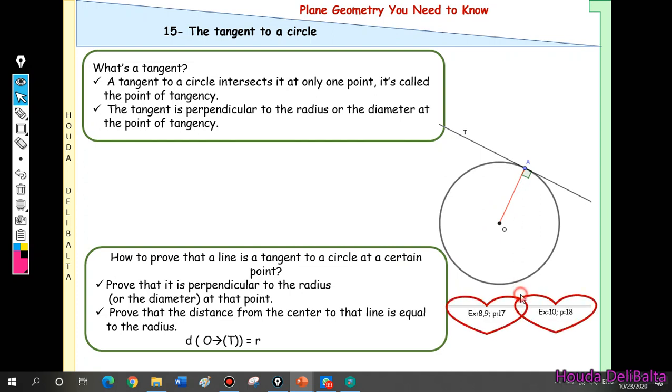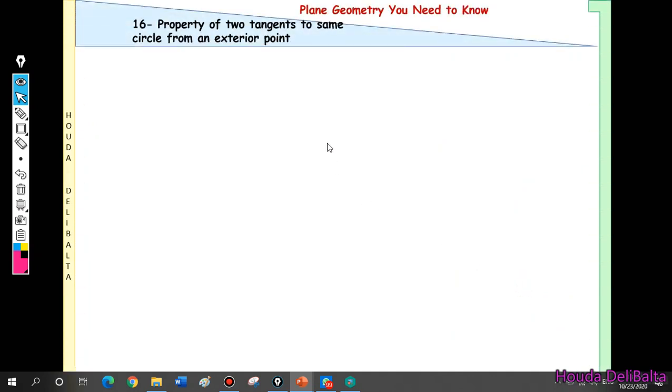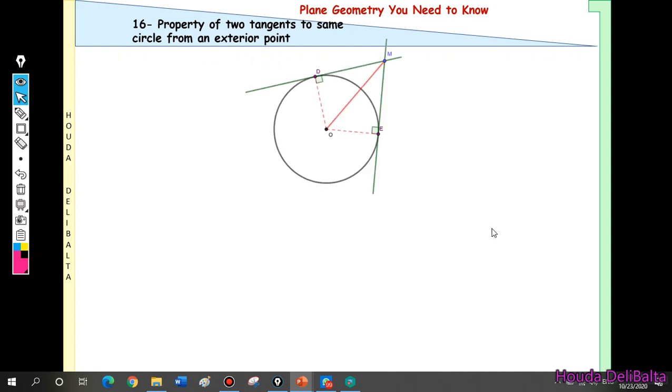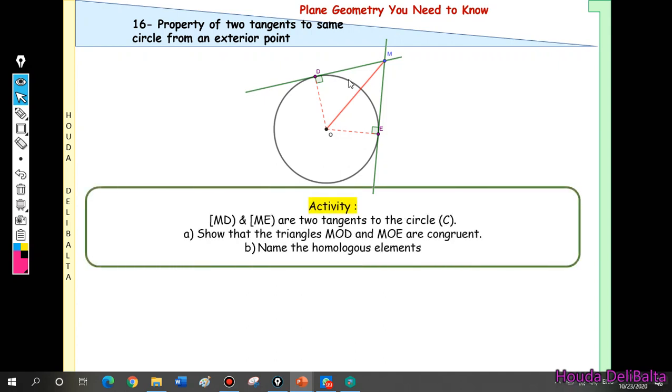And now we are going to talk about a new property that's called the property of two tangents to the same circle from an exterior point. So here we have a circle, and here are two tangents from an exterior point called M. That exterior point has two tangents to the circle. One of them intersects the circle at the point of tangency D, and the other intersects the circle at the point of tangency E. So we have to discover a property using congruent triangles.